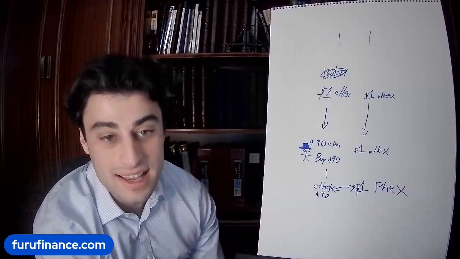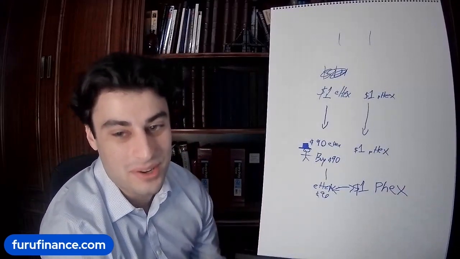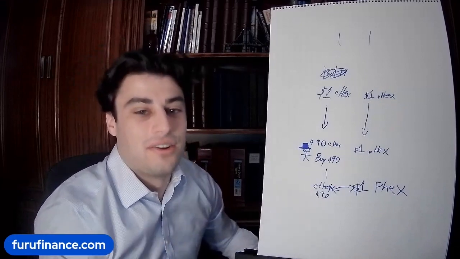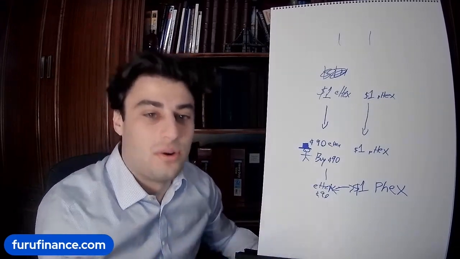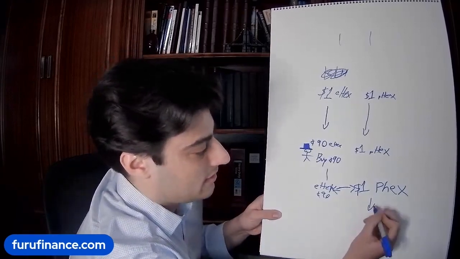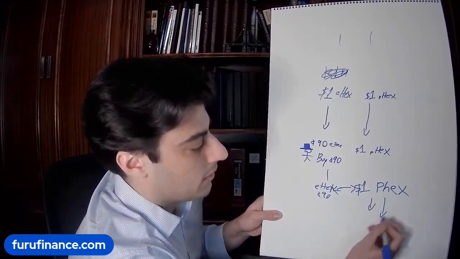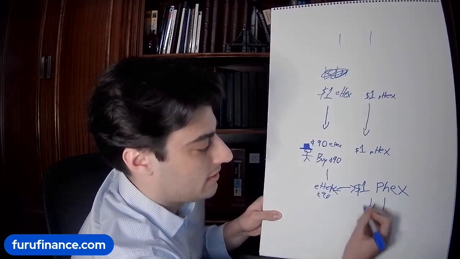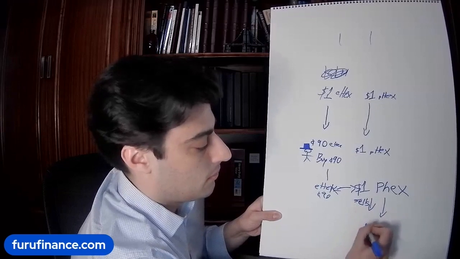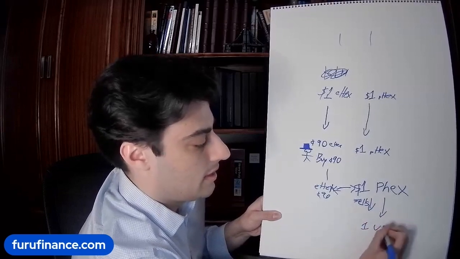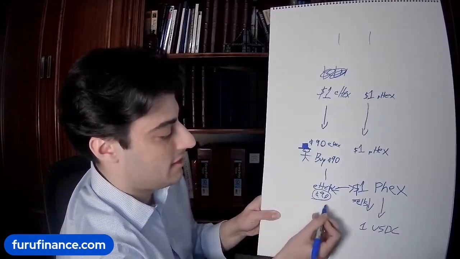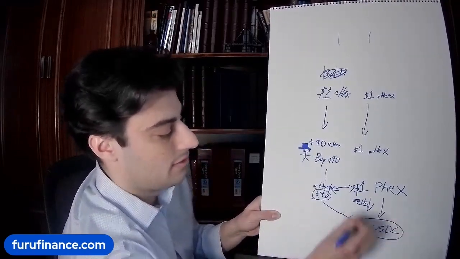He just made 10 cents because what he could do is now go to the PHEX liquidity pool and sell it for $1. So he made 10 cents on the dollar, right? Then he sells that $1 PHEX for 1 USDC. So he, with 90 cents, made $1.